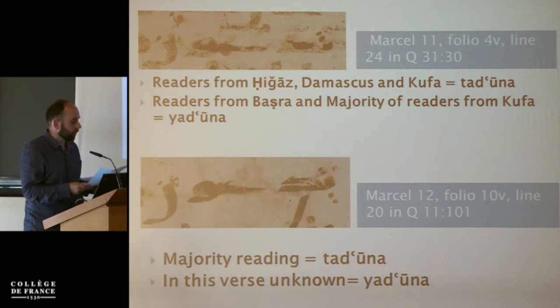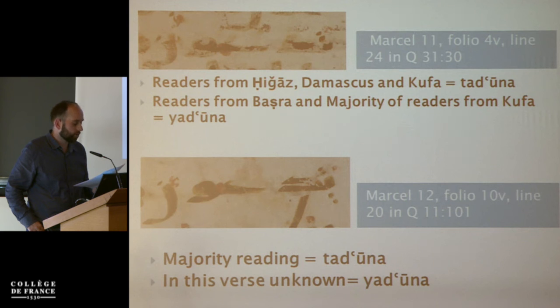But in Marcel 12, 5 other cases can be found where new diacritic dots are added in places where diacritic dots were already present. These older diacritics do not always allude to Basra, as we see in this example in Marcel 12. The works on variant readings do not cite any variant to the word Tad'una in Surah 11, verse 101, meaning that the reading Yad'una in this verse appears to not be connected to any reader or city.